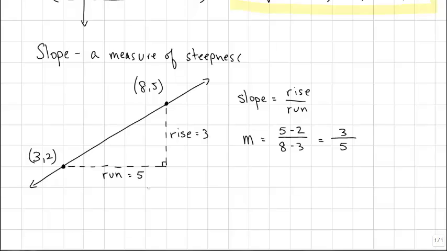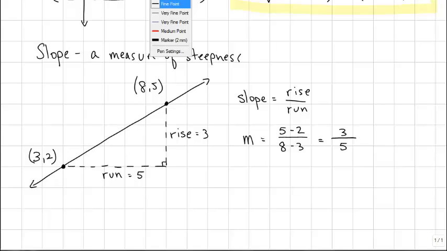The ratio is 3/5. Now there's another way to interpret that number. That number tells you how many units up or down, if it's a negative number, you are moving on the y-axis if you are moving 1 unit to the right on the x-axis.